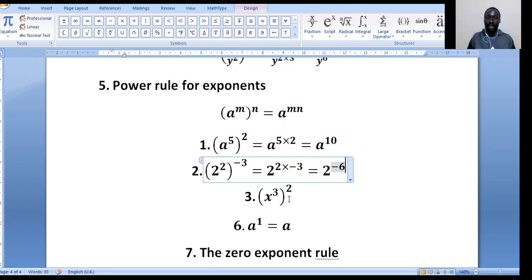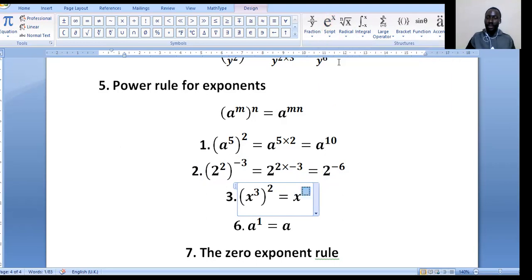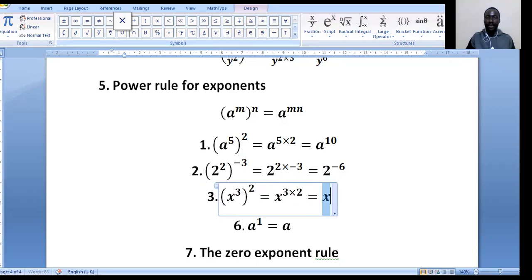Then for the third one, still similar. We'll be having x with exponent 3, which will multiply with 2, so that we will get the value of x with exponent of 6.